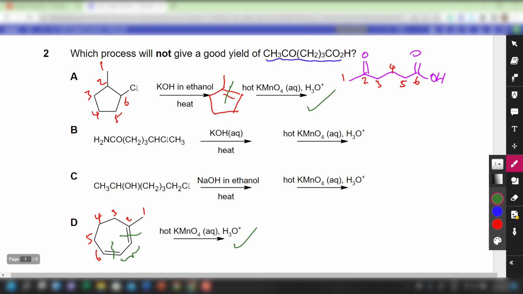If you look at the next option, you have an amide over here. Again, I'm going to do a quick count of the carbons here. That will be 1, 2, 3, 4, 5, and then 6. KOH aqueous performs 2 roles over here. The first role it performs is in the hydrolysis of the amide to give us the carboxylate anion.